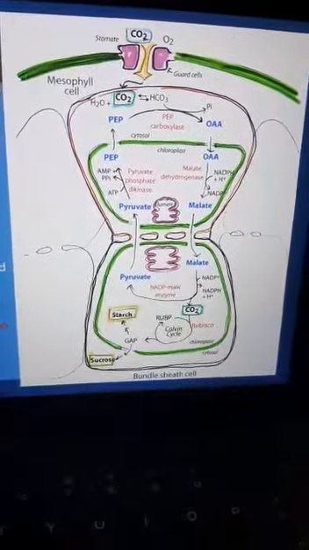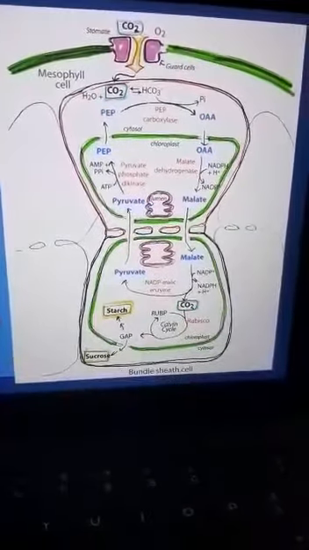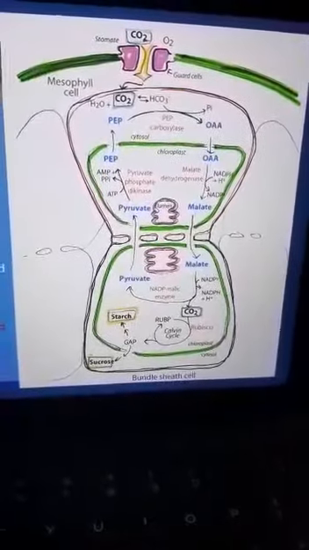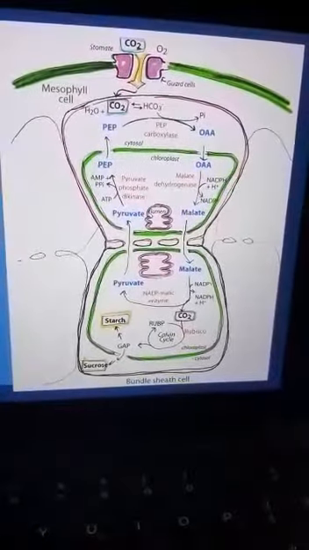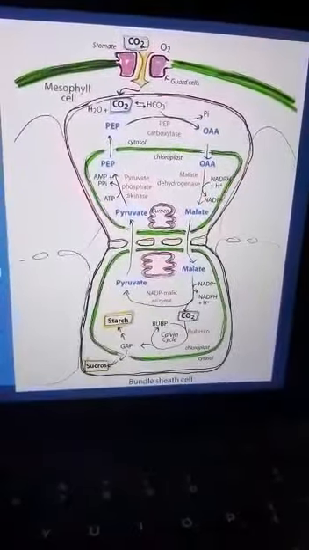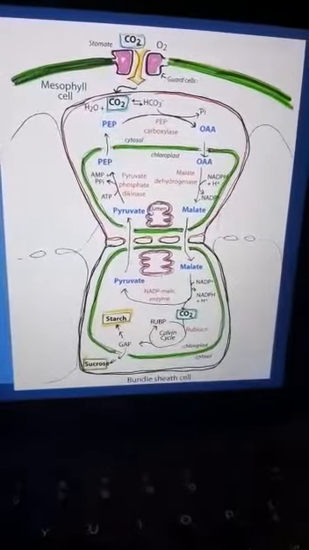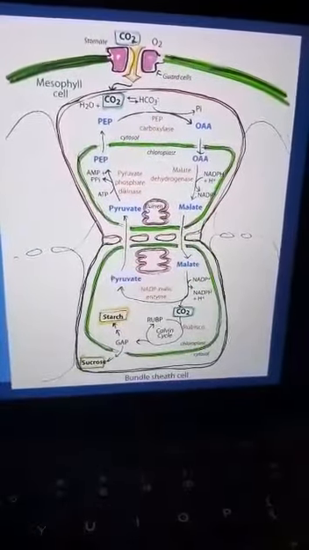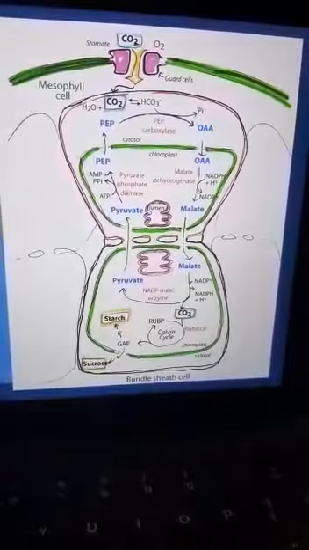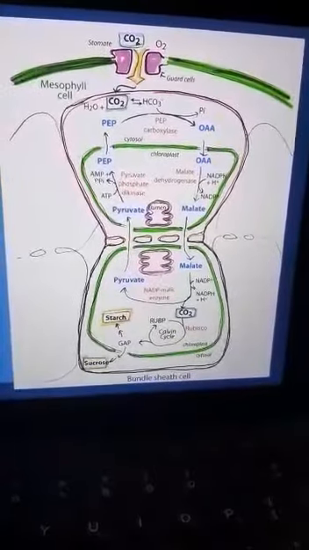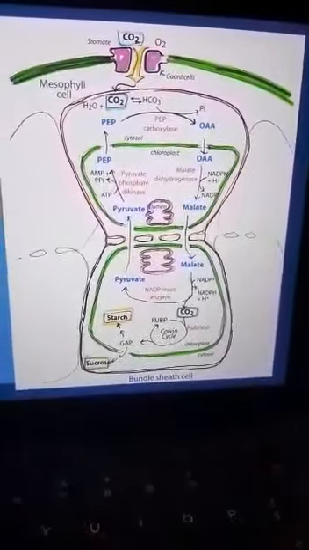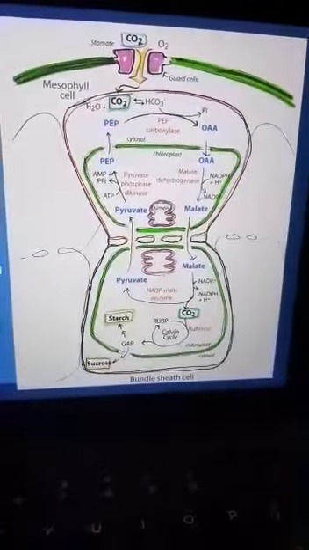C3 plants. So we can say a Calvin cycle is an equivalent of a C3 photosynthetic system. Now we have to deal with the C4 pathway.